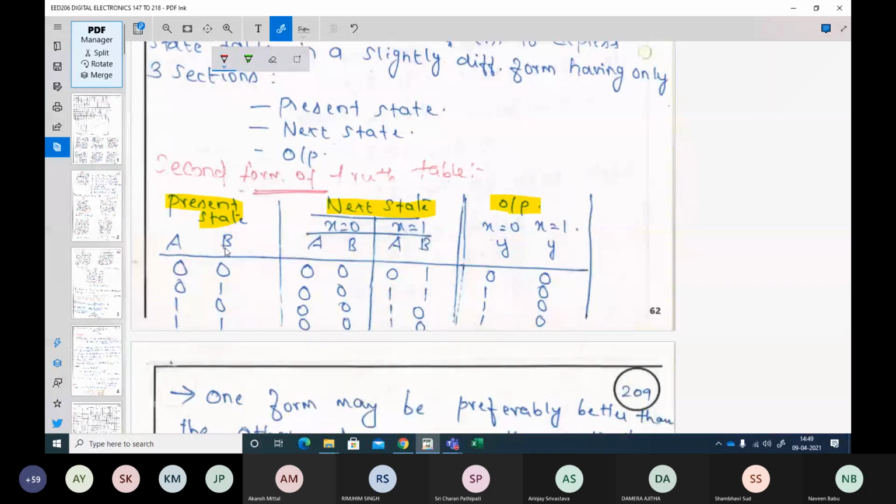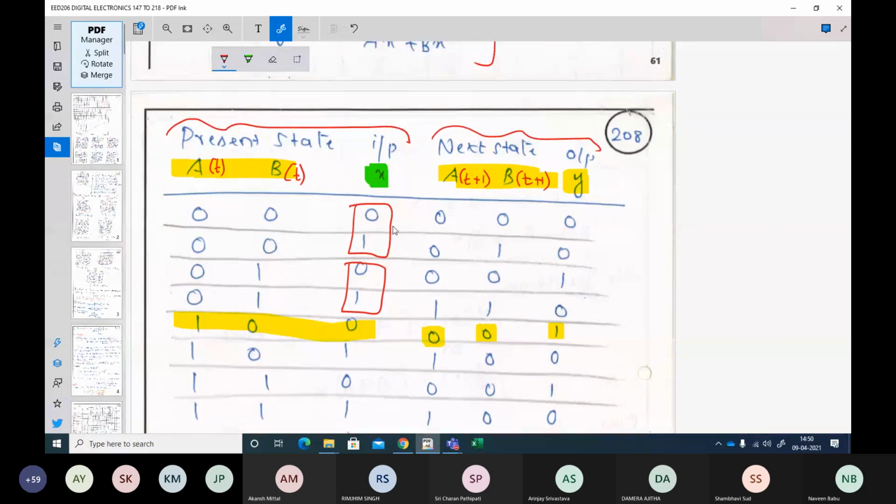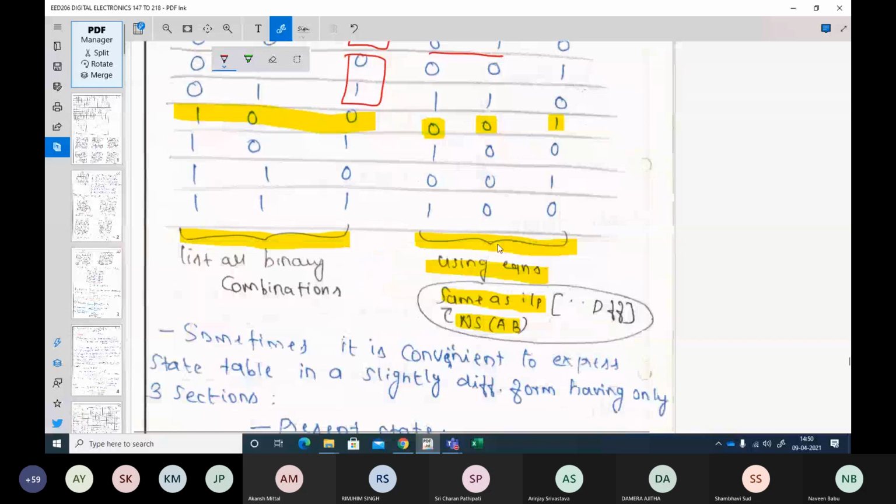So when your input is x equal to 0 and x equal to 1, how did I fill this? When your present state is 0, 0, when your x is 0, your next state is 0, 0. And when your input is 1, it is 0, 1. Yeah, it is 0, 0 and 0, 1.